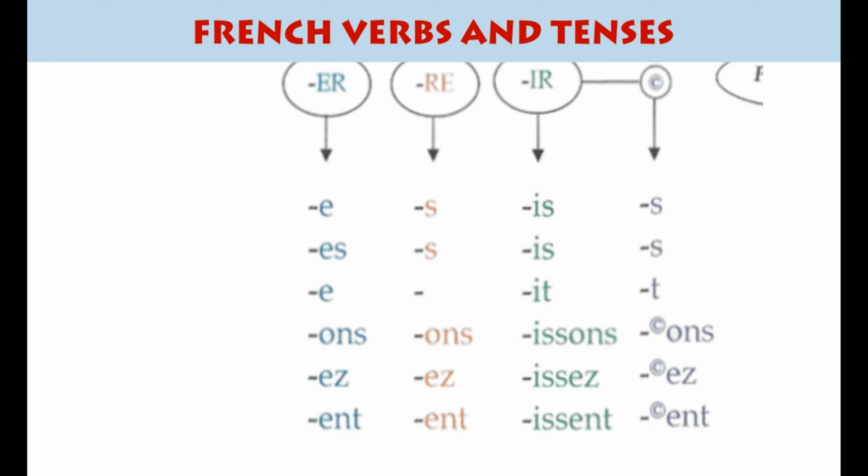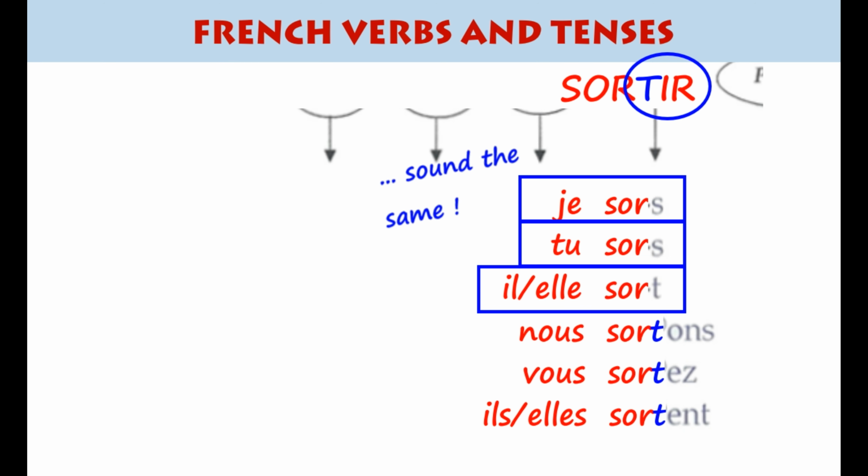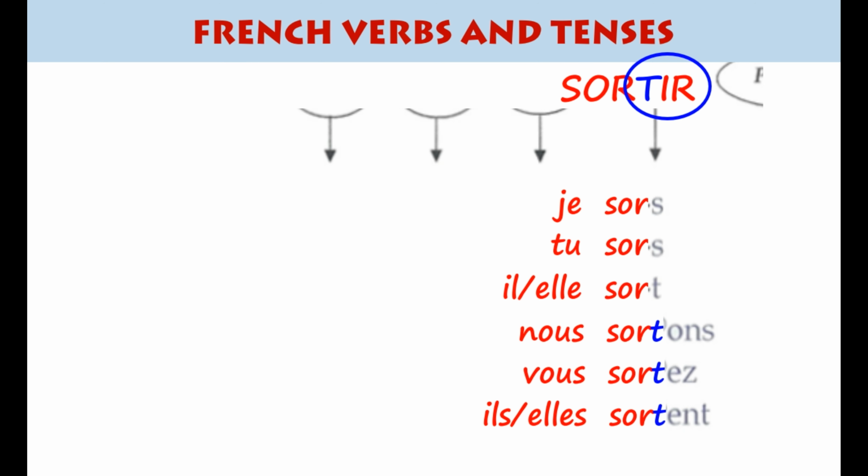And finally, there's this odd group. There's not many to learn for GCSE. Here's an example of one of them, to go out, sortir. It doesn't do quite the same as finir. In fact, it does something quite odd. It drops the consonant at the beginning in the first 3. So sortir drops the IR and the T, the consonant in front of it, and it goes je sors, tu sors, il sort, and then it reappears again, nous sortons, vous sortez, ils sortent.